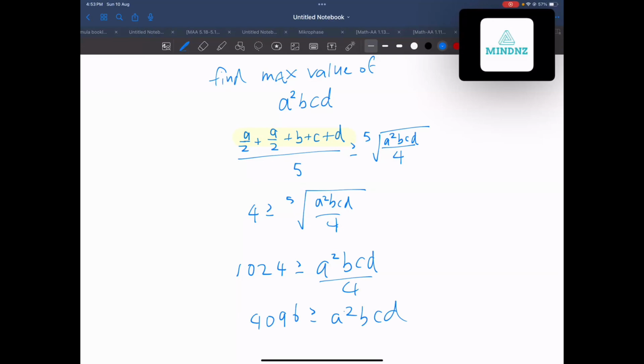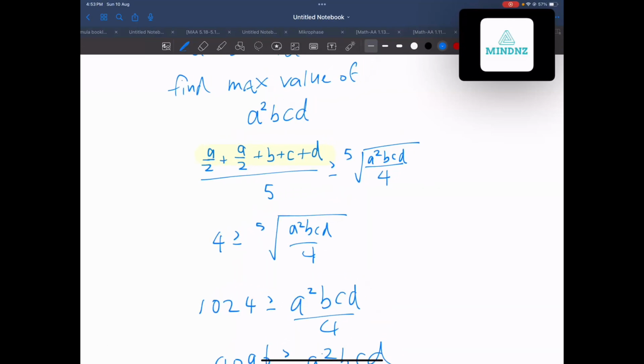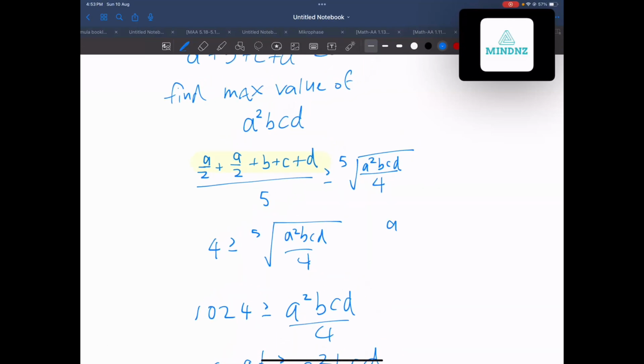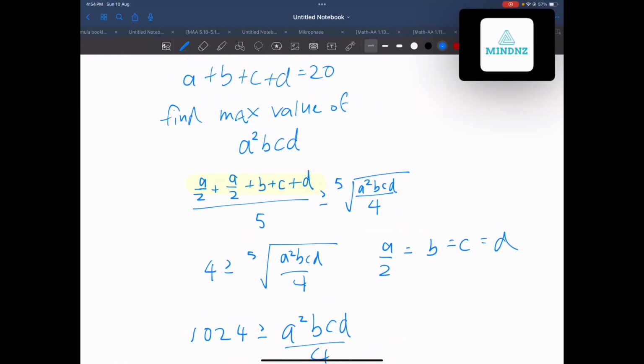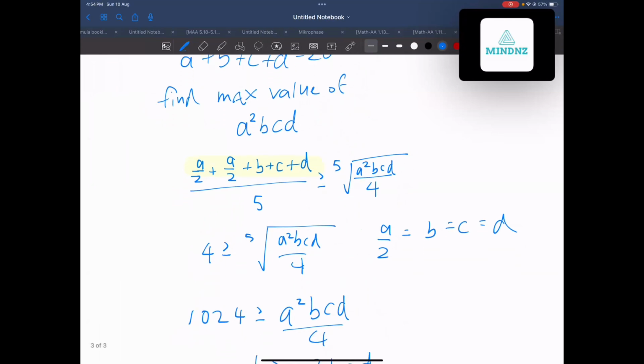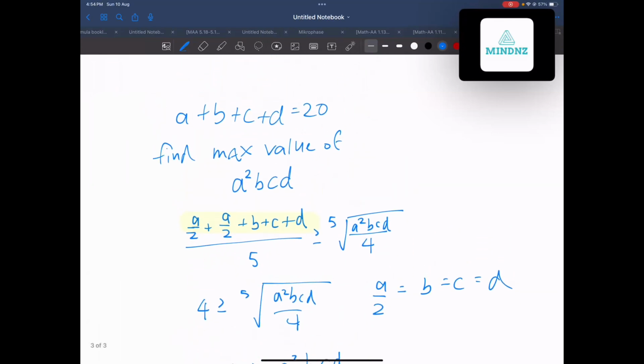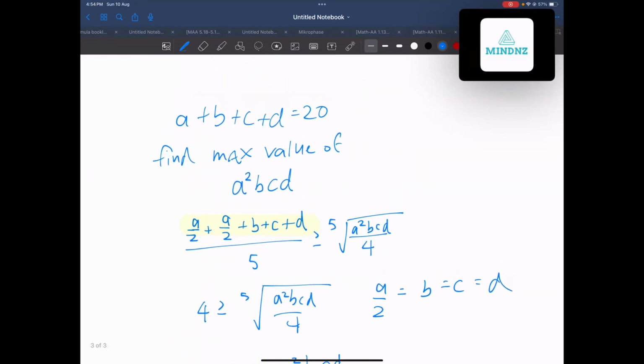And then when are we able to achieve this maximum? When does equality hold? Well, that is when a over 2 equals b, which equals c, which equals d, right? Because we require all of the terms to be equivalent for equality to hold. So if we know that all of these terms are equal and that they sum to 20, then we should be able to figure out what they're supposed to equal.